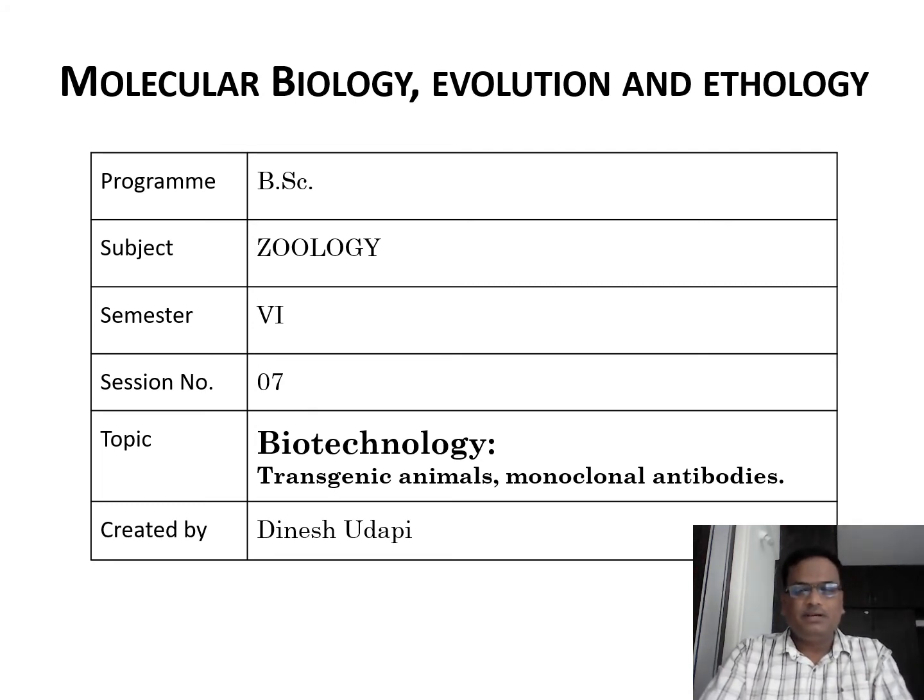We will continue with the paper Molecular Biology, Evolution and Ethology. This is session 7, and in this session we are going to study the biotechnology topic, and we are going to study about two things, that is transgenic animals and monoclonal antibodies.